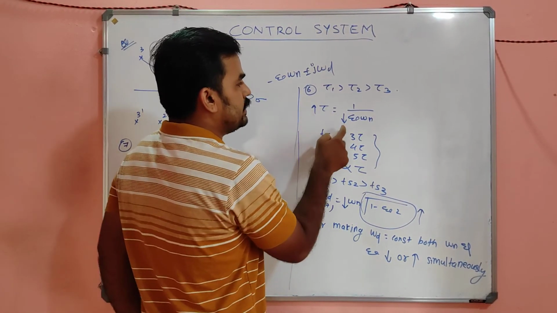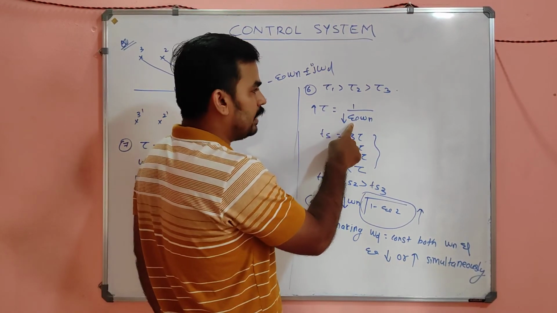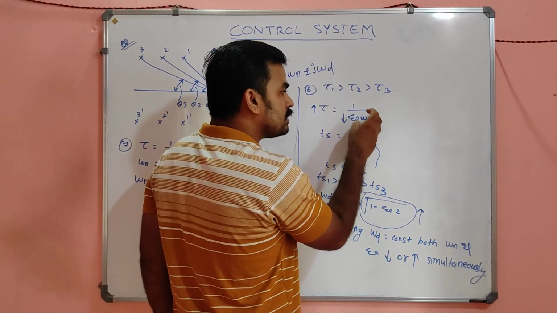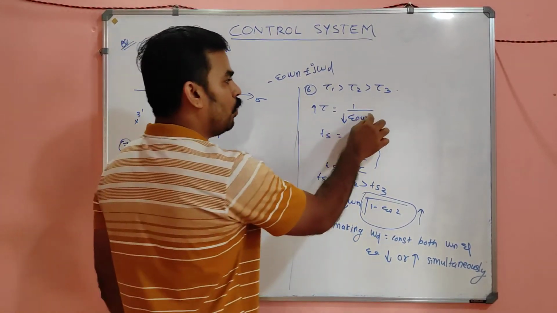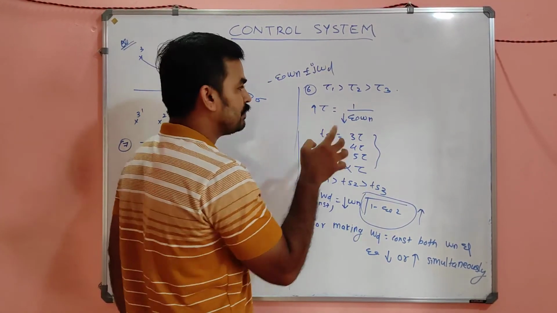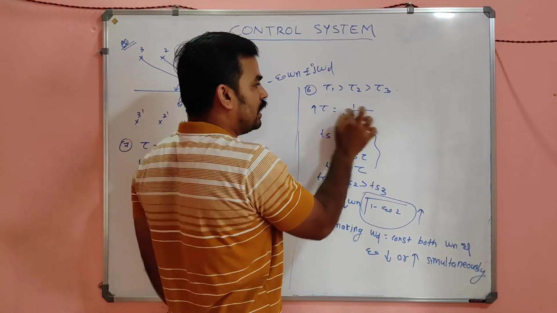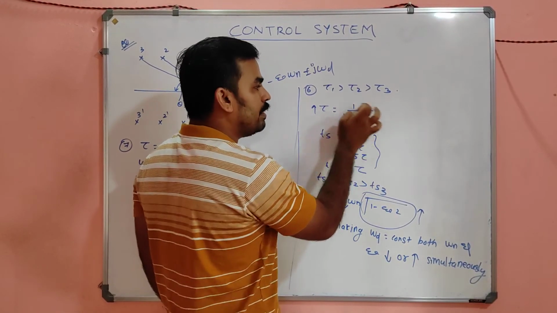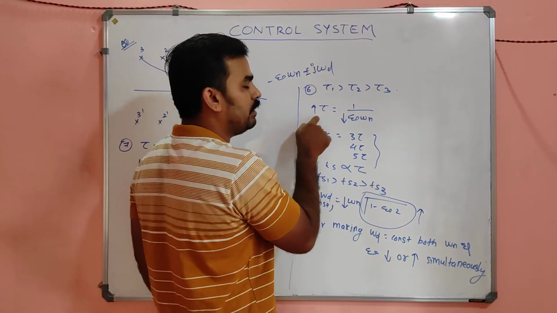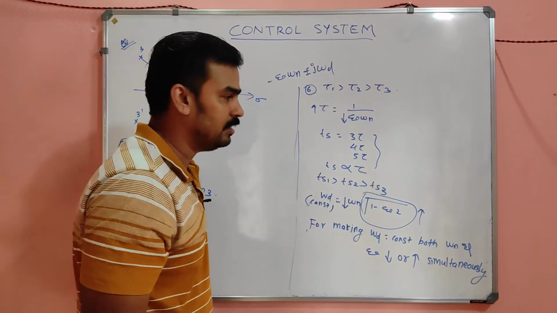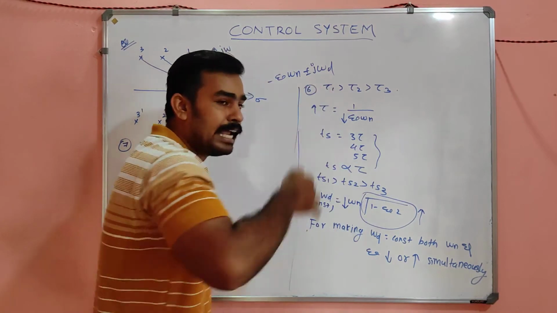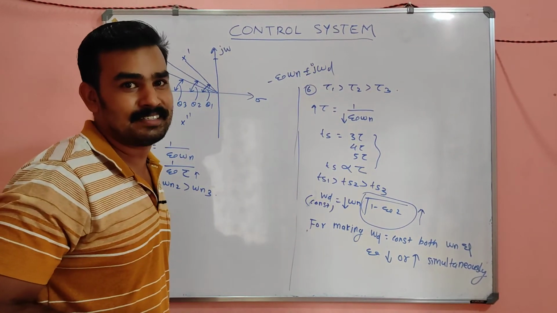Here, tau is increasing means zeta is decreasing. Zeta decreasing means omega n is also decreasing. Then only this whole term will be decreasing. Tau is increasing and it is 1 by zeta omega n, so this zeta omega n whole factor should be decreasing. Then only tau will be increasing. For that, zeta should be decreased already, as we learned. At the same time, omega n also has to be decreased, right?